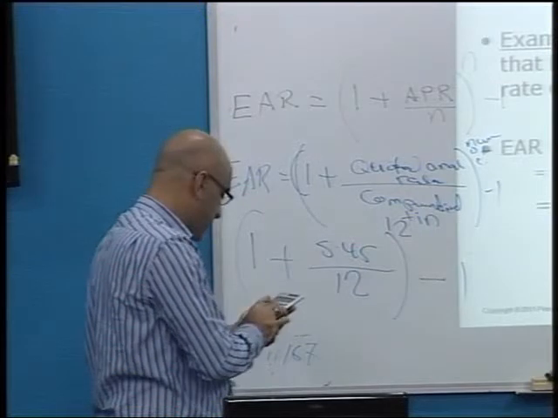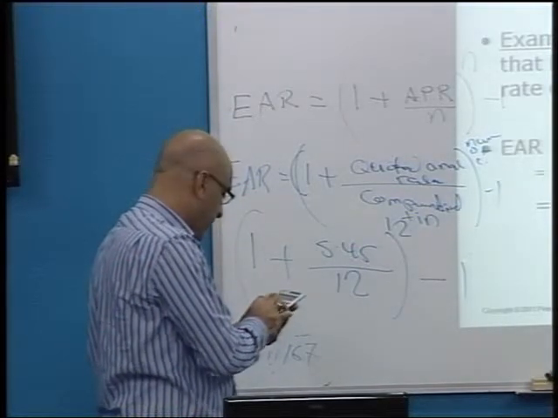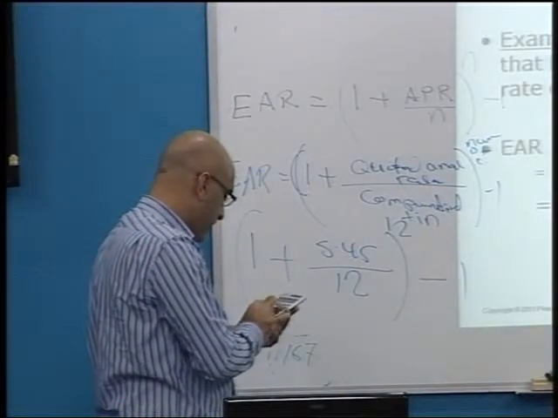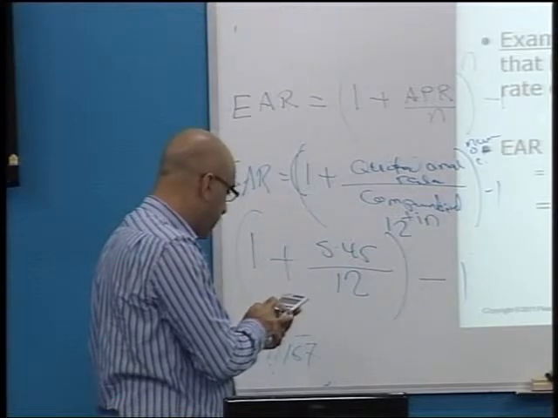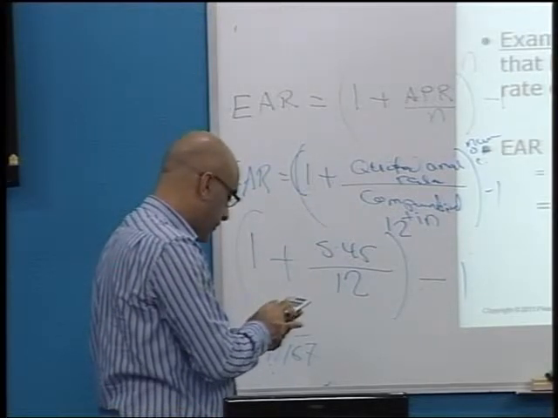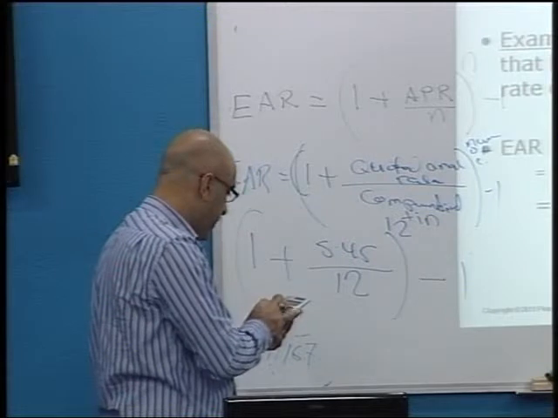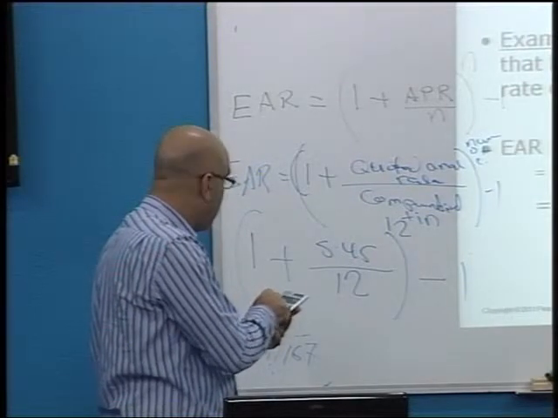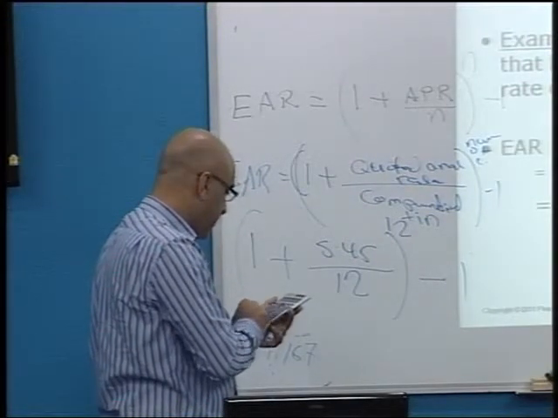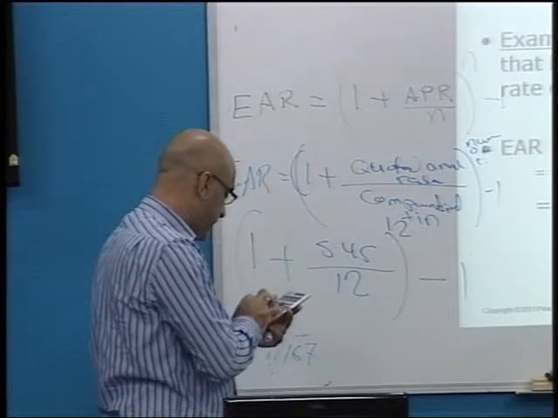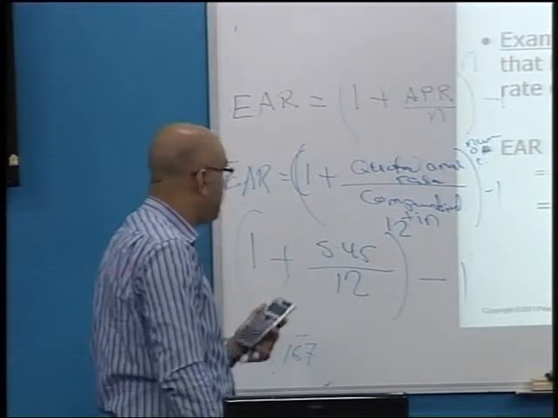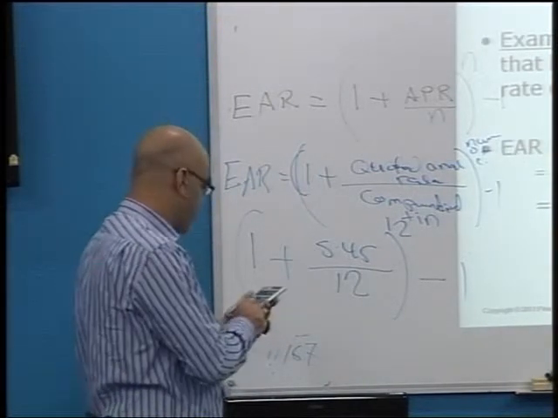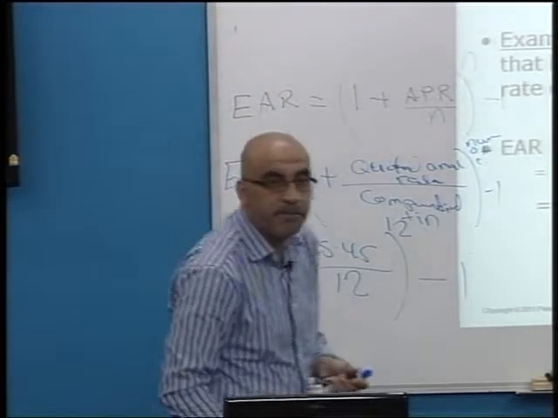1 plus 5.45 divided by 12, and this is power 12, minus 1. So it is 5.59. Okay?